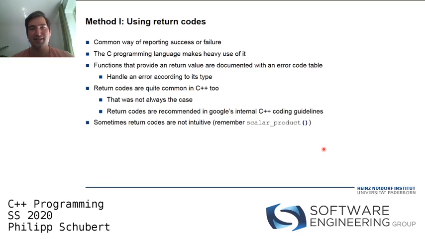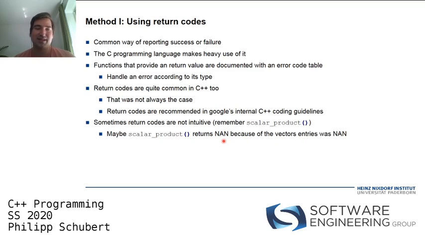Also, the problem is that sometimes return codes are not intuitive. Remember the scalar product function, where you return the result as a double, and the result is the scalar product. Then you have a problem because you cannot really use a return code, because you are already returning the result. You cannot return two values from a function. Maybe you can just have the scalar product function return not a number, but then again you don't know what really happened just because you obtained not a number. It could be that those vectors have been of different length. It could also be that one of the vector's entries has been NaN, so you have no clue. So that's probably not very useful.